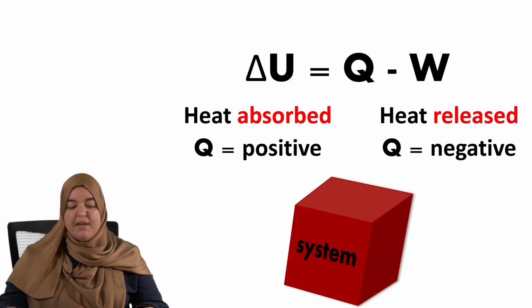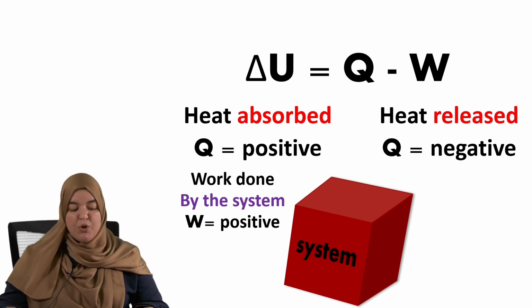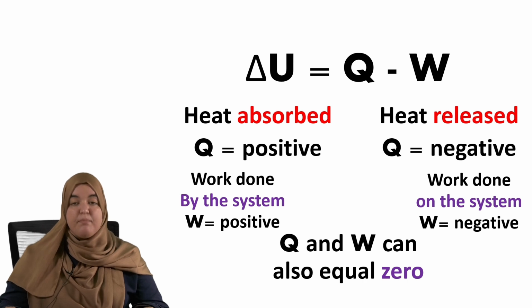As well, if work is done by the system, the work will be positive, and if work is done on the system by the surroundings, like gas compression, the work will be negative. If there is no transfer of heat or no work done, this value can also equal 0, as we previously discussed. When doing calculations, make sure that you use the correct signs for these values or the answer will be incorrect.